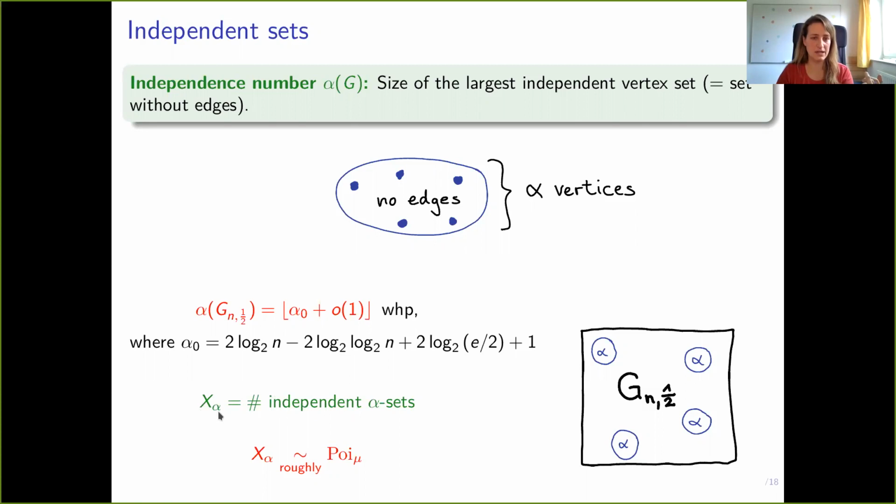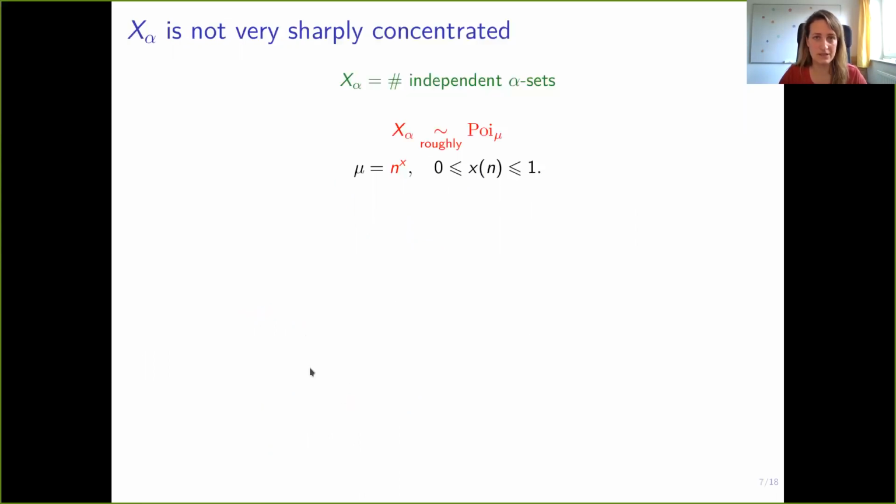Okay, and we know even more about these large independent sets of G(n, 1/2). If you count the number of maximum independent sets, the number of independent alpha-sets in G(n, 1/2), then because there are relatively few of them, you can show that they are roughly Poisson distributed. Now I have this mu here in the Poisson distribution. That's the expected number of alpha-sets. And what is that? It turns out that you can write mu as some power of n. You can write it as n to the x, and this exponent actually depends on n.